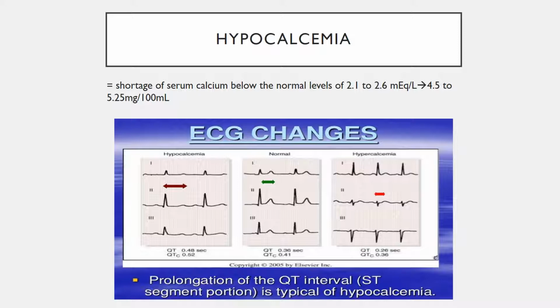Hypocalcemia is the shortage or below normal levels of serum calcium. Significant ECG changes that indicate hypocalcemia are seen in the ST segment and QT interval. The ST segments are prolonged and the QT intervals are also prolonged, but beyond the normal limits for heart rate.